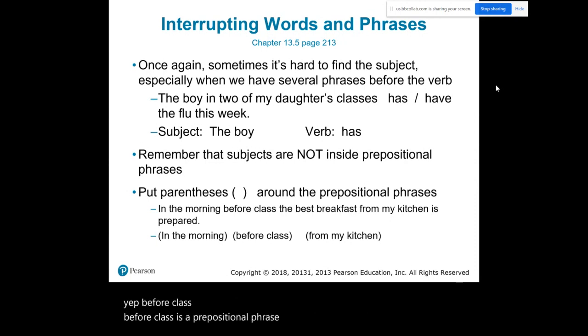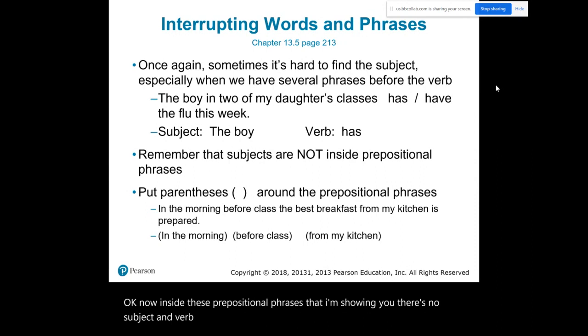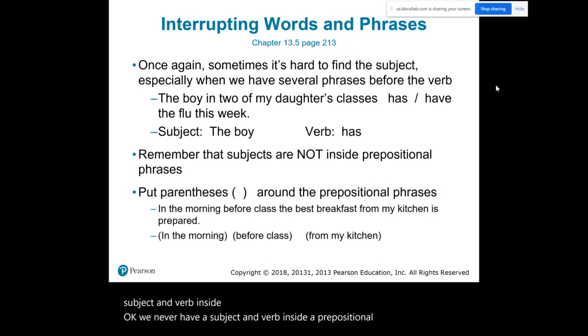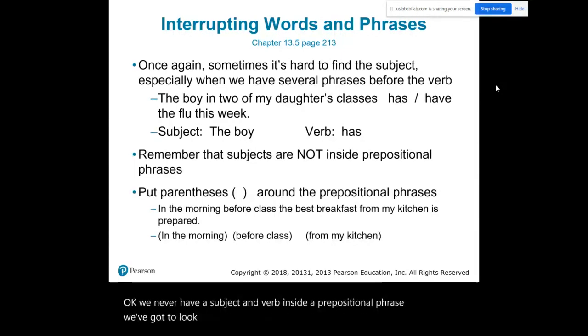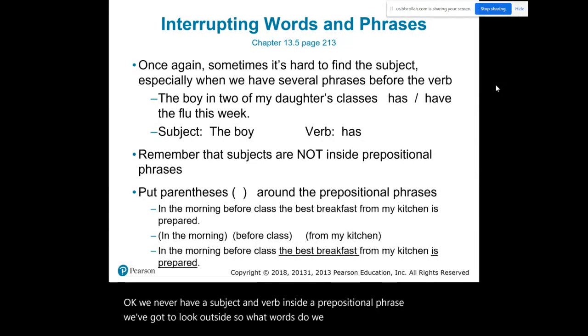Okay, now inside these prepositional phrases that I'm showing you, there's no subject and verb inside. We never have a subject and verb inside a prepositional phrase. We've got to look outside. So what words do we have left? We've got the best breakfast, and that's the subject. And then we have is prepared, and that's the verb.